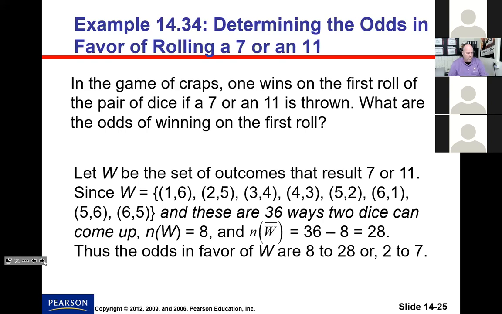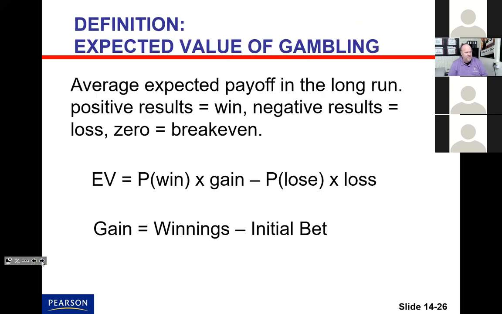Okay. One last thing, expected value. Here's the deal. Lotto 649. Some people buy it. I buy it occasionally. Some people play VLTs. Some people go to Vegas. Can you make money?